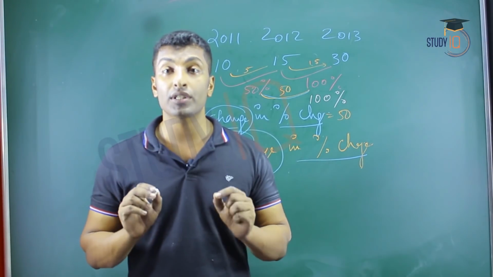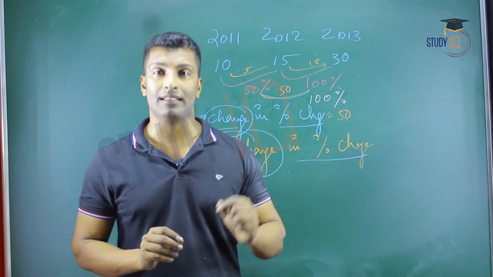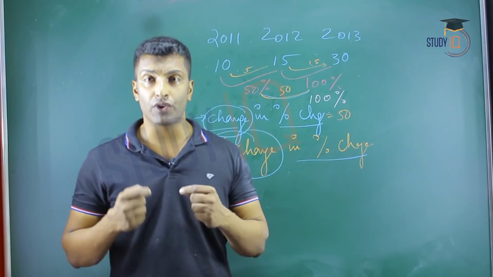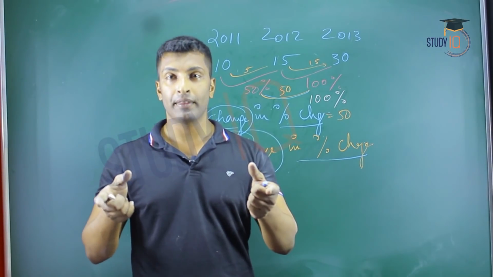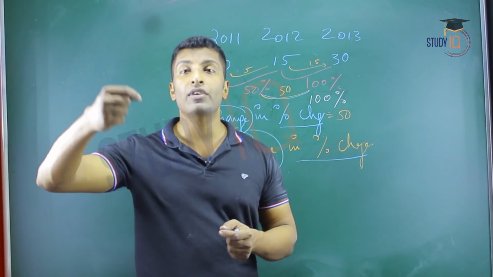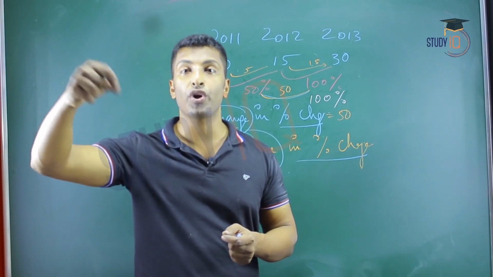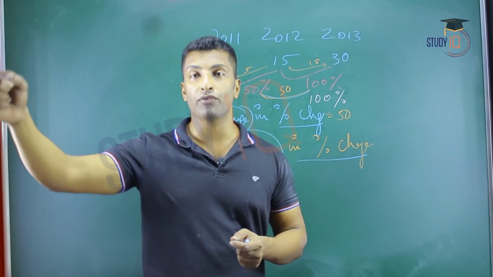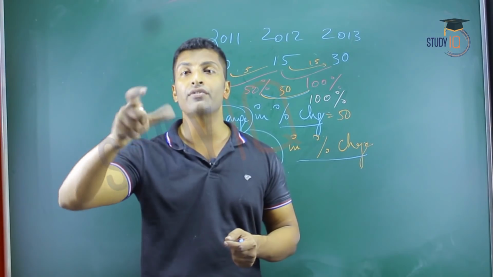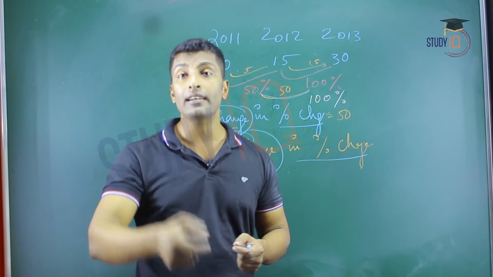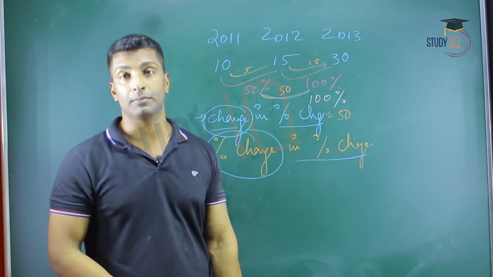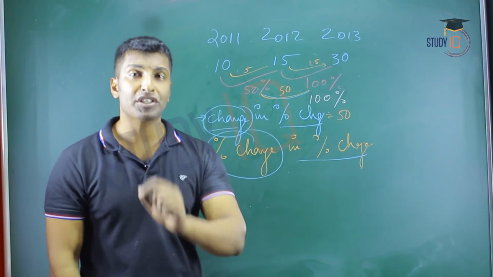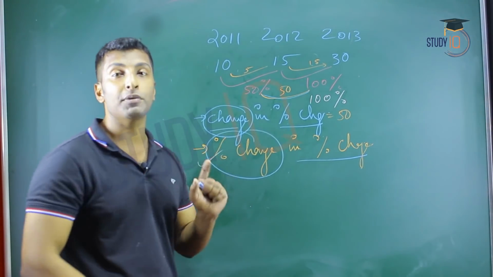Second and third are the most commonly asked questions, either percentage change in terms of growth rate, or change in growth rate. Now the questions will be like, in which year is the growth rate highest? So what you need to do is find the growth rate of all those given years and see which is highest. So how will you find the growth rate? That is the percentage change like this. And the difficult question which you can get is this, percentage change in percentage change.